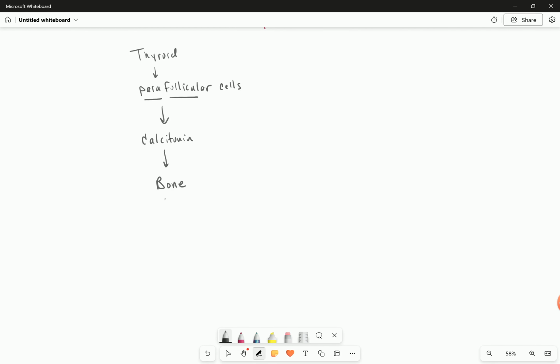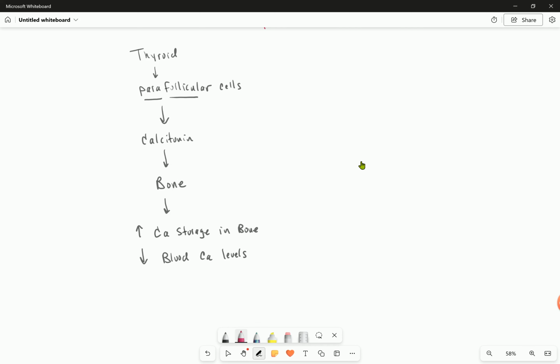And what it does is it increases calcium storage in bone, and thus helps you decrease blood calcium levels. Okay, so this next thing I'm going to say gets a little fancy.